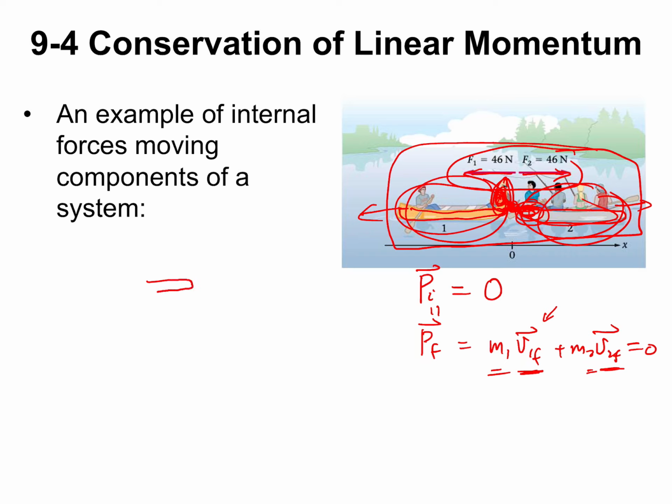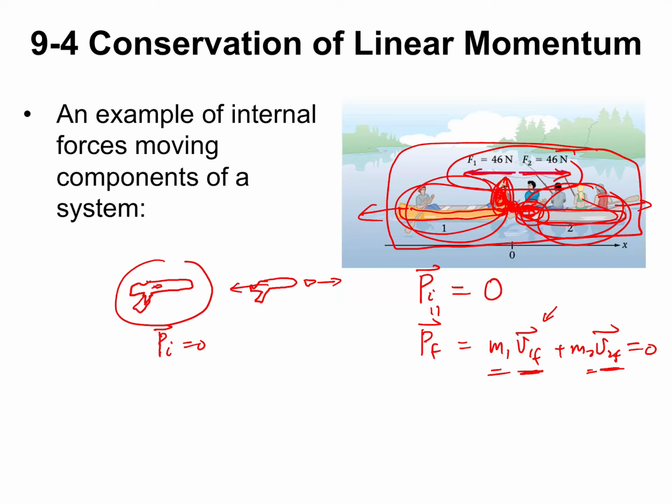If you shoot an object, take this gun with a bullet inside, we consider the gun and the bullet as a system. Before you pull the trigger, the initial momentum is 0. Then you pull the trigger, and the bullet moves in that direction. What will happen to the gun? The gun will move in this direction.